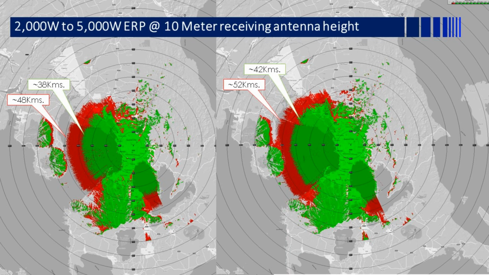And now, from 2000 watts increased to 5000 watts. You will see that the fringe for the 2000 watts is 48 kilometers, and then you will have an improvement of 6 kilometers, so it becomes 52 kilometers at 5000 watts.